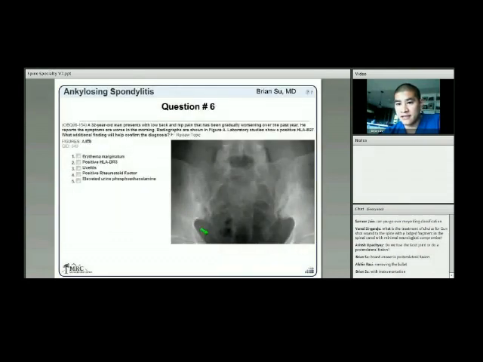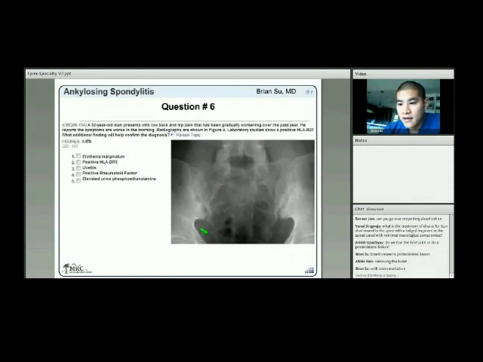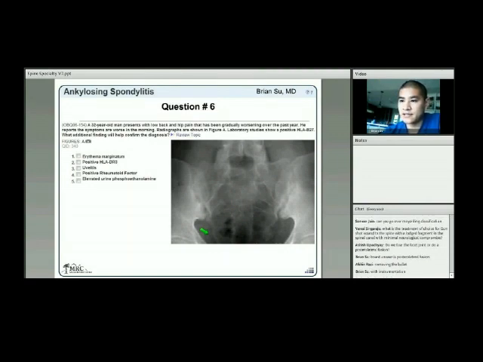So first topic is ankylosing spondylitis. A 32-year-old man presents with low back pain, hip pain, gradually worsening over the past year. He reports the symptoms are worse in the morning. Radiographs are shown here below. Laboratory studies show a positive HLA-B27. What additional finding will help confirm the diagnosis?